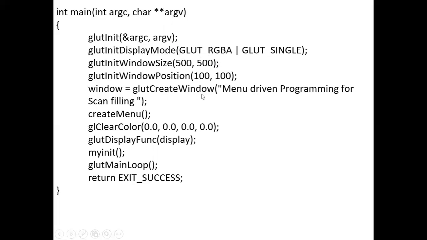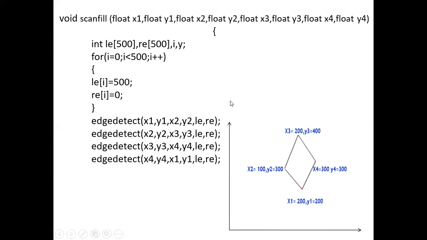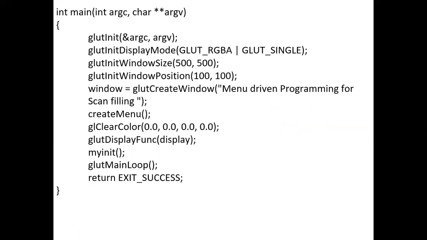glutInitWindowSize: the window size I'm taking as 500 and 500. This is my window size. Then glutInitWindowPosition 100, 100. That means from the main screen, this particular window will be positioned at 100 and 100. If you don't give a window position, your window will be on the top left corner. From the top left corner, you want your window of size 500 by 500 to be displayed at 100, 100, so the window comes to the middle of the screen.